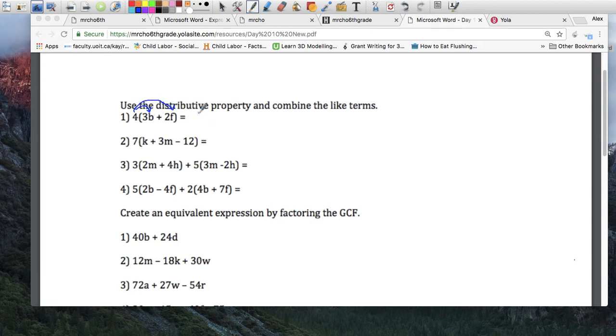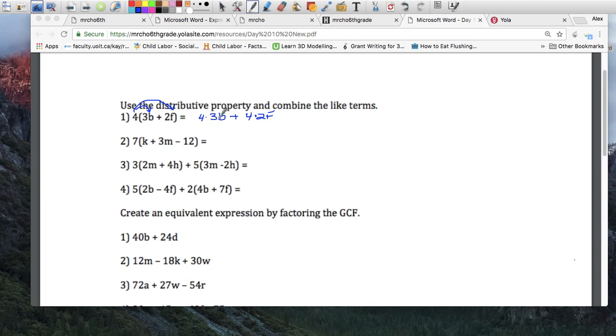So we got 4 times 3b, plus 4 times 2f. I'm only going to do this the long way for the first couple of ones, then I'll just cut straight. So think about it. Remember b, burgers, f, french fries, like we did in class. 4 times 3 burgers: four people order 3 burgers, and then 4 people order 2 fries each. So you multiply 4 times 3b plus 4 times 2f.